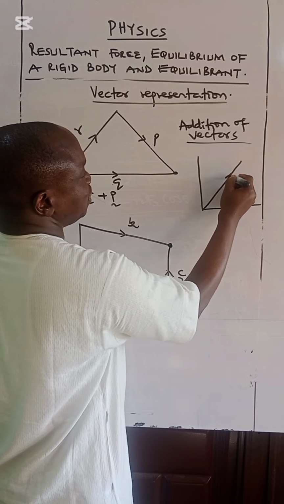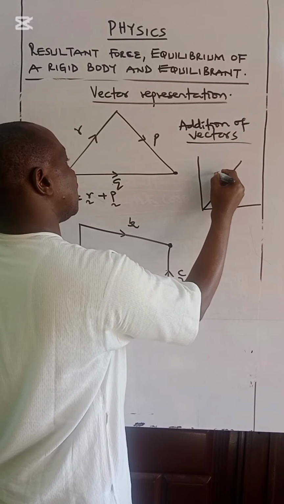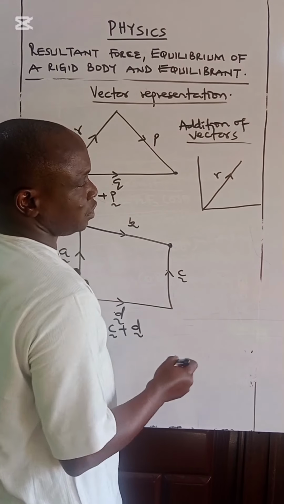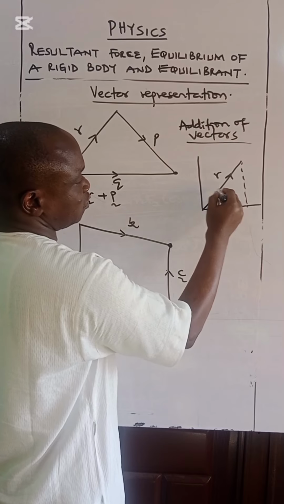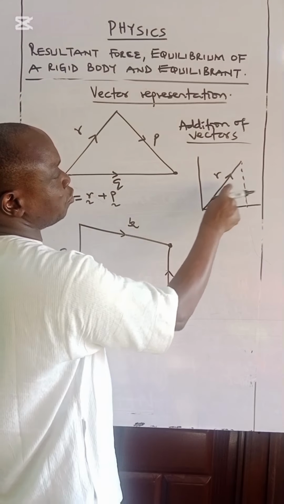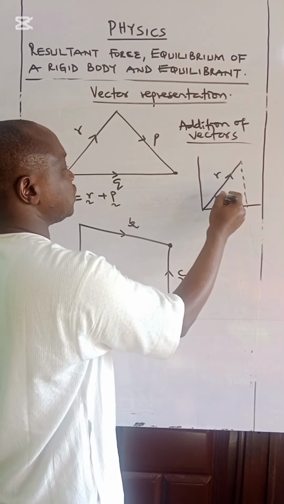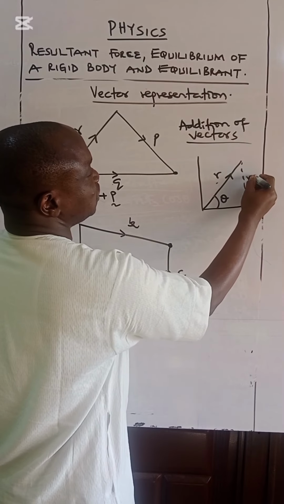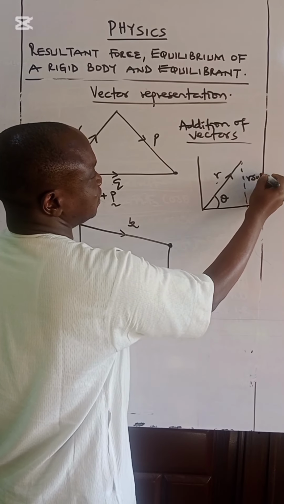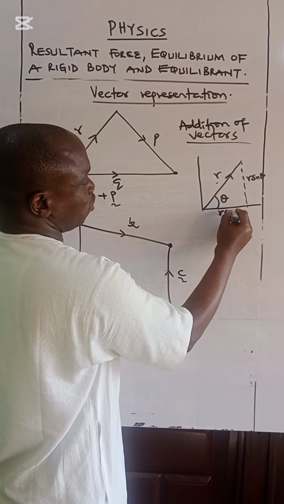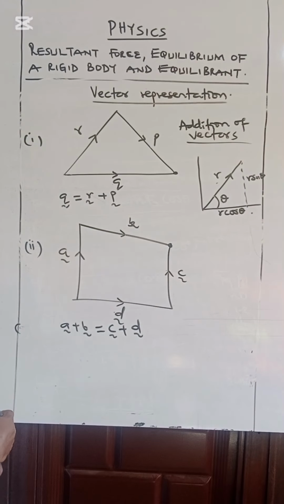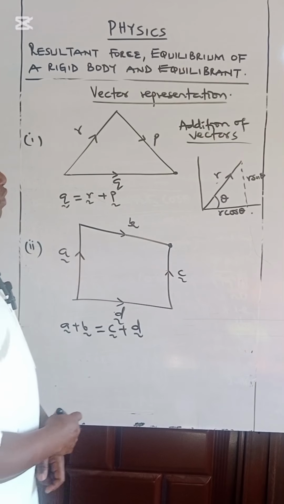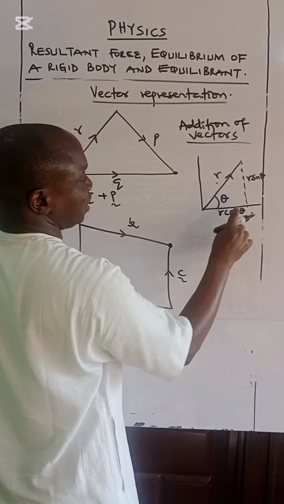You have this to be a vector, let me call it vector R. It has components at an angle theta to the horizontal. We call it opposite over hypotenuse. This is R sin theta, while this one is R cos theta. Please take note of that. The vertical component is R_y, and this is the horizontal component.